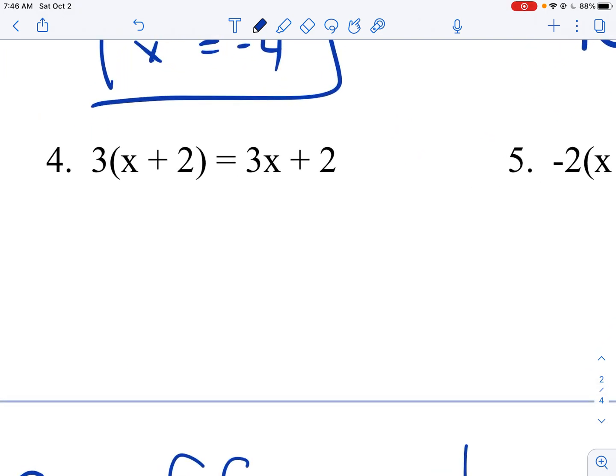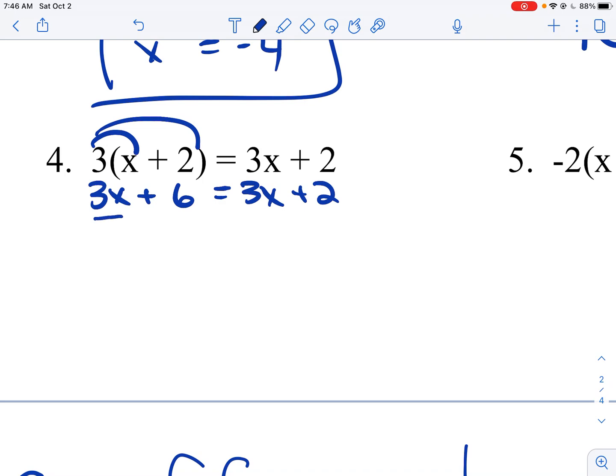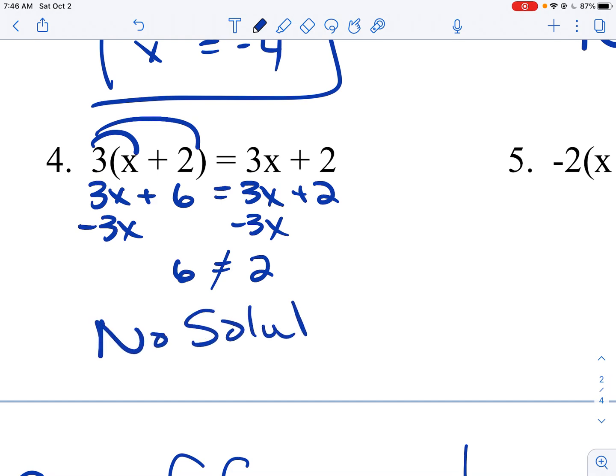So before I can do anything, I need to distribute. I can't do anything without distributing first. Okay, so let's look at my coefficient. I have a coefficient here and here. They are the same. So that means my answer is going to either be infinite solutions or it's going to be no solution. So let's solve it and find out. I subtract 3x from both sides. I get 6 equals 2. That's not true. So it's no solution.